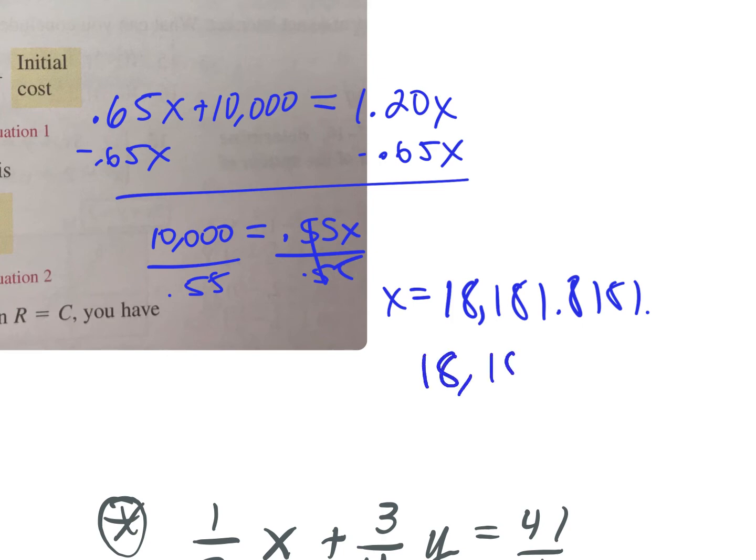18,182. Can you make 0.8 of a bottle? You round up. You'd have to make an extra full bottle. If you only make 18,181, you don't break even.